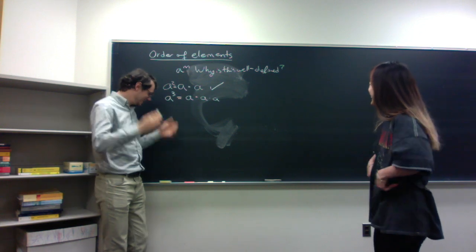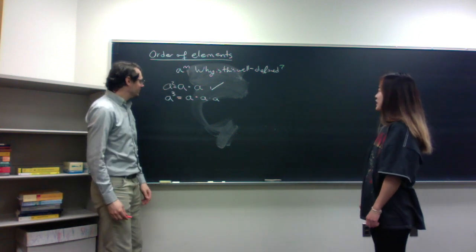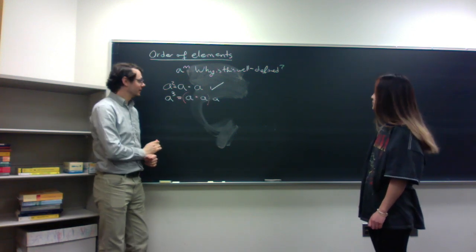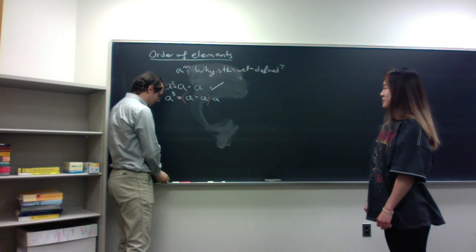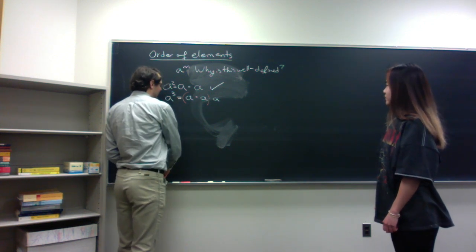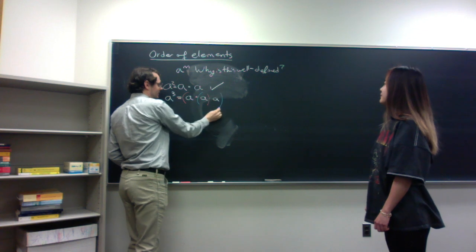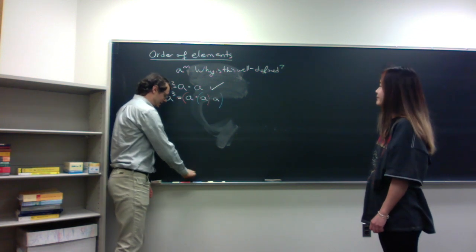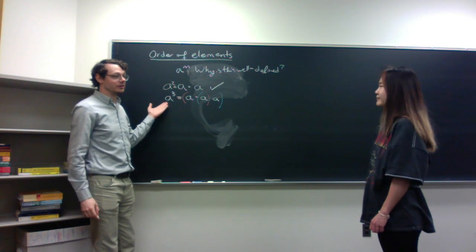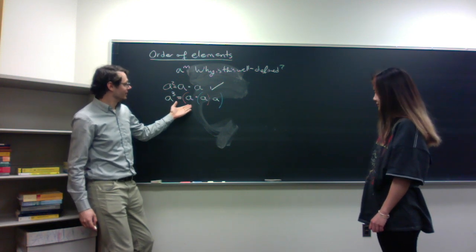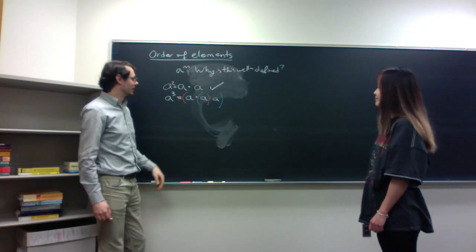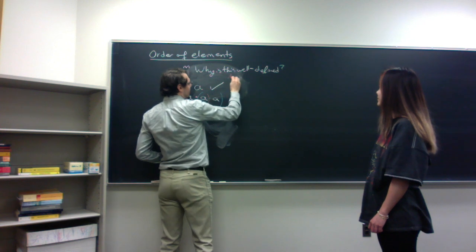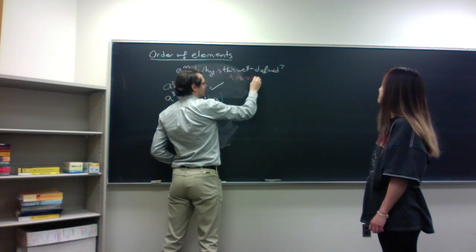Associativity. So I could have put in parentheses like this, or I could have wanted to put in parentheses the other way, like this. But these should be the same because it's a group. And that means I'm allowed to just write a to the third and not worry about whether I mean the red parentheses or the blue parentheses. It's okay because of associativity.